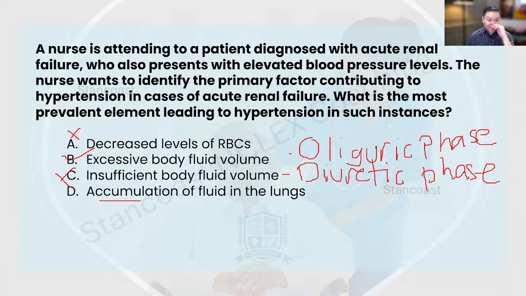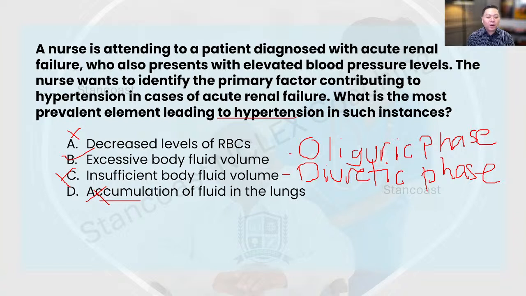Accumulation of fluid in the lungs. So it said here, what is the most prevalent element leading to the hypertension? Is the pulmonary edema causing the hypertension? No. Actually, the pulmonary edema is just one of the complications of the fluid volume excess. So eliminate that one as well. So we are only left with option B. And so, yeah, this is how you're going to answer your test question.